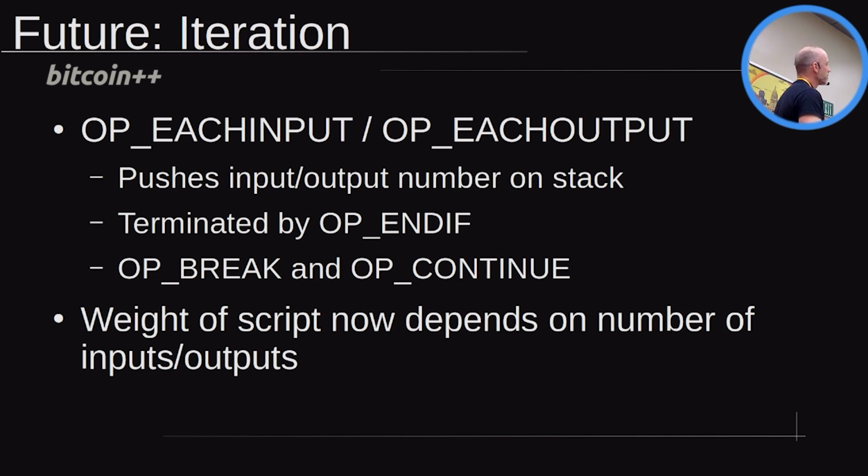What's interesting is you can pre-process this, right? You can say, oh, I can expand this out, because at the time you're looking at the script, you know how many inputs and outputs there are. So you can actually just expand it out into a bigger script that has this cut and paste over and over again. It does mean weirdly that the weight of the script now depends on the number of inputs and outputs, which is just odd. But it does work in some way.